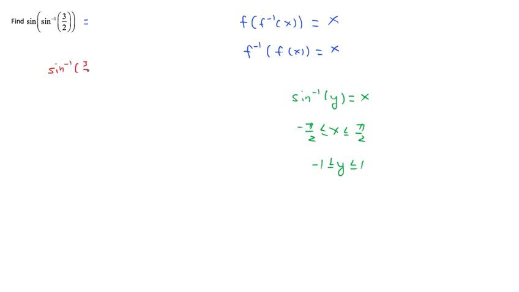if sine inverse of 3 over 2 is equal to some angle, where does sine equal 3 over 2? Where does sine equal 1.5? And actually that doesn't exist. So that means that sine inverse of 3 halves does not exist. So of course, the sine composed with the sine inverse of 3 halves does not exist either. So this answer does not exist.